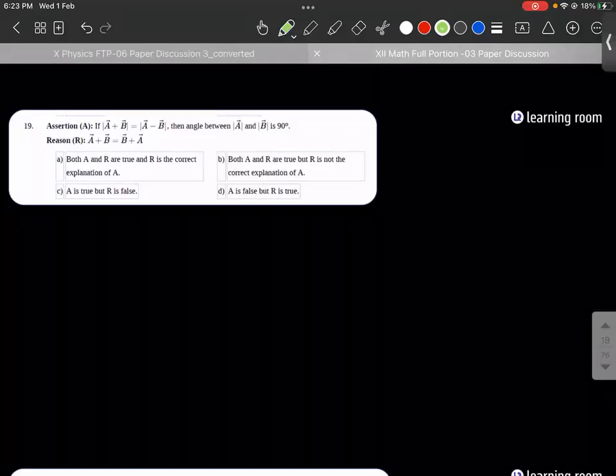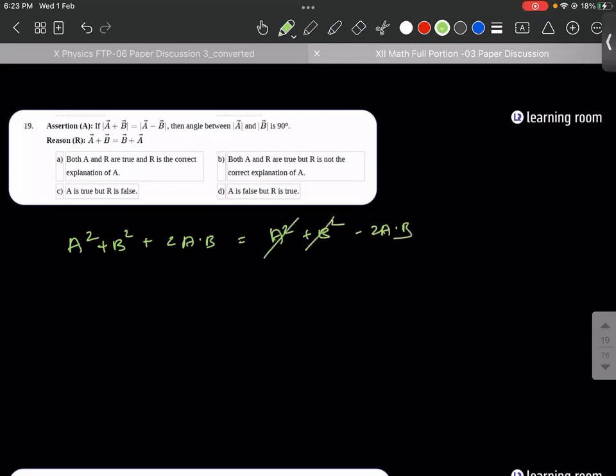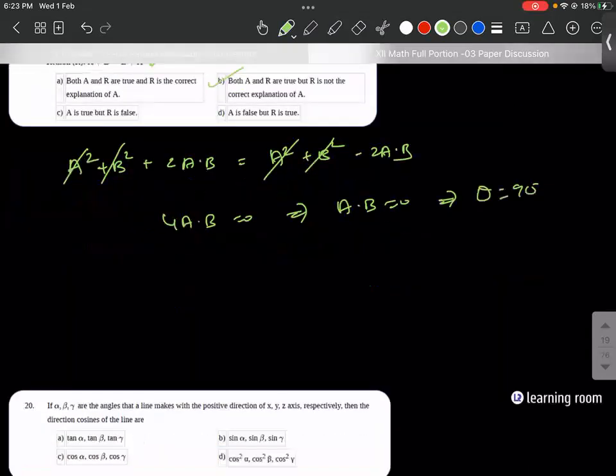Magnitude of a vector plus b vector is equal to magnitude of a vector minus b vector. Then the angle between them is 90 degrees. So square on both the sides, you'll get a square plus b square plus 2a dot b is equal to a square plus b square minus 2a dot b. Cancel them. So you'll get 4 times a dot b is equal to 0, which implies a dot b is equal to 0 or theta is equal to 90 degrees. So this is 90. Reason: a vector plus b vector is equal to b vector plus a vector. This is right, but both A and R are right, but R is not the right explanation for it.